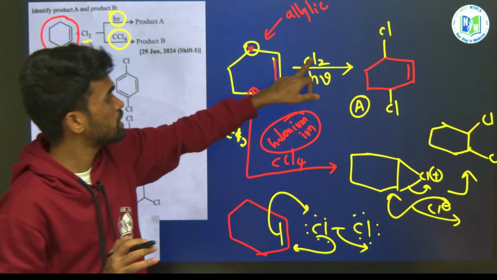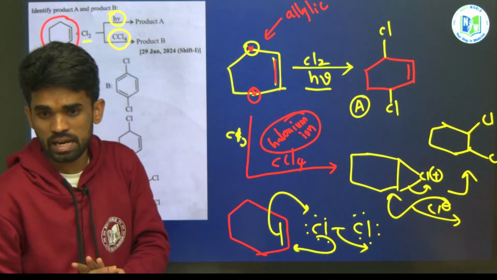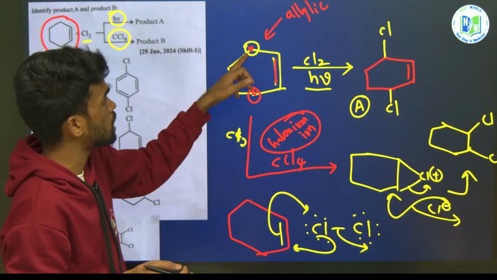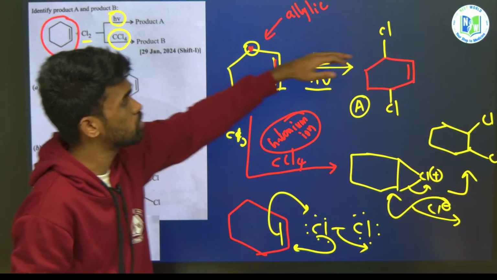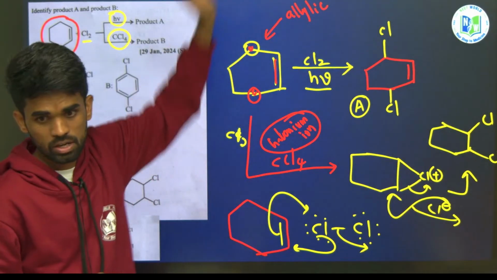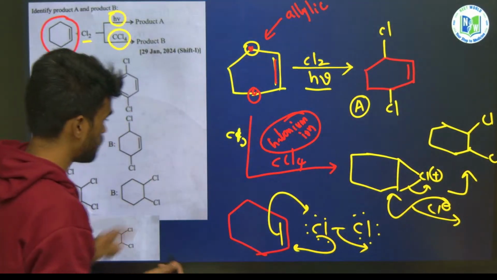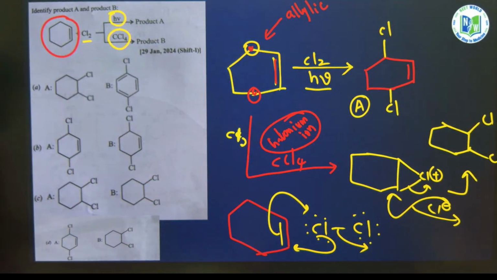Again, if chlorination is taking place in the presence of sunlight, what to do? The adjacent carbons are there now. So on that carbon you put one chlorine atom, that's it. Okay, simple. Now, which option is correct out of these 4? Option D will be a perfect answer.